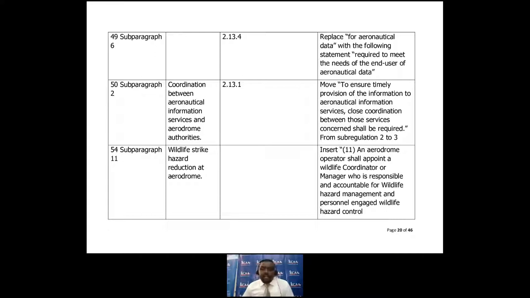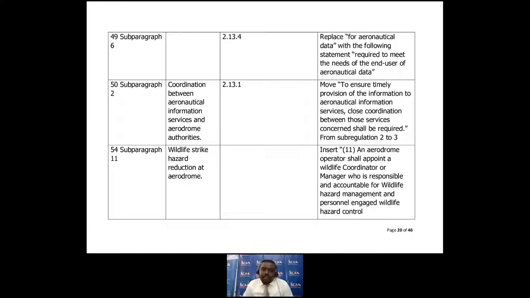Regulation 50, sub-paragraph 2, coordination between aeronautical information services and aerodrome authorities. So we moved some provision to indicate that to ensure timely provision of the information to aeronautical information services, close coordination between those services concerned shall be required. That is, they were moved from sub-regulation 2 to 3.